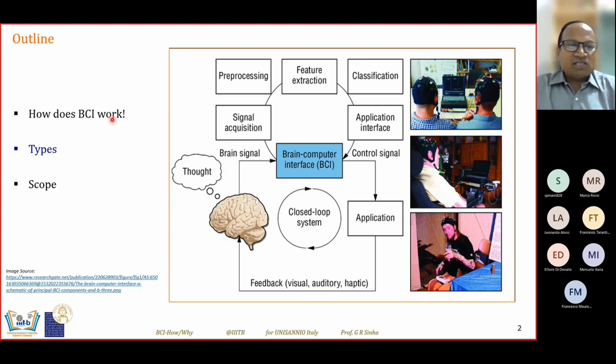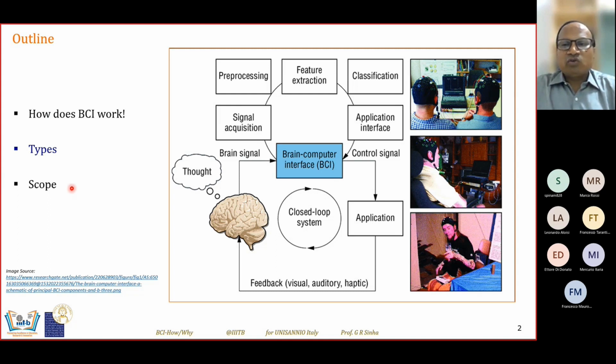So today the agenda is as follows. How does BCI work? We'll discuss that, because in the last lecture we closed on it. So we'll begin with this, and then we'll have some discussion on different types of BCI, the different BCI schemes used in a number of applications, and then the scope of BCI.